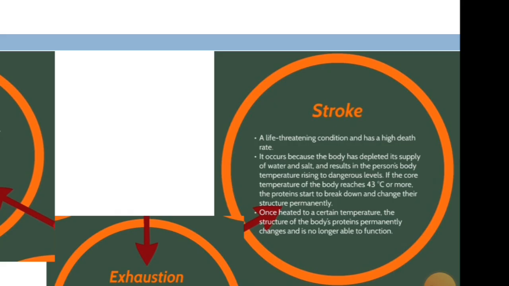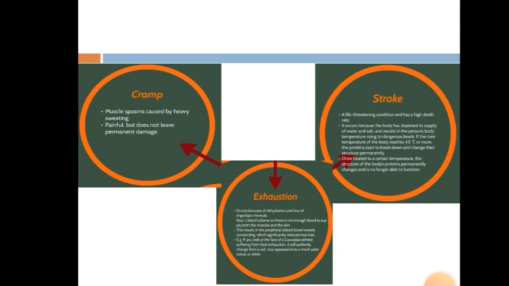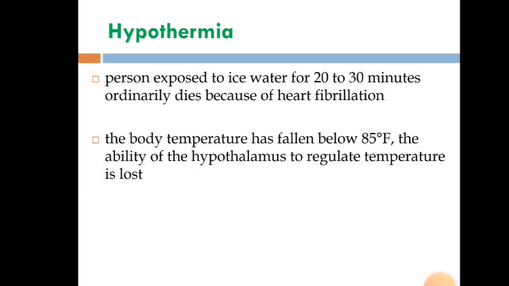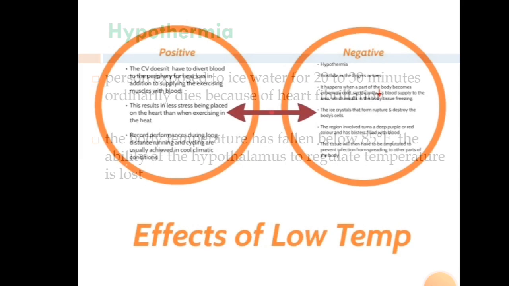If the core temperature of the body reaches 43 or more, then there is degeneration of proteins. Once heated to a certain temperature, the structure of protein permanently changes and it is no longer able to function. In hypothermia, if a person is exposed to ice water for 20 to 30 minutes, they ordinarily die because of heart fibrillation. When body temperature has fallen below 85 degrees Fahrenheit, the ability of the hypothalamus to regulate temperature is usually lost.